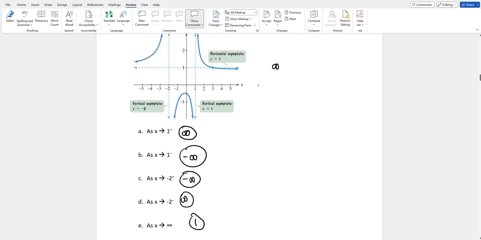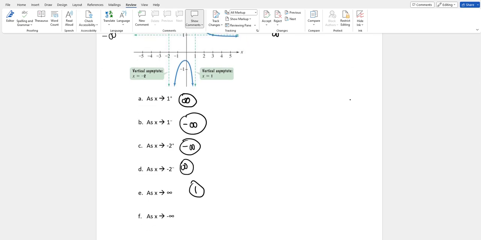When we approach negative infinity, we're going to do it from the right. Negative infinity is out here. As we approach, we get this graph, and this graph is going to keep going and going. It's getting closer and closer to the horizontal asymptote of 1. So this answer here is 1.